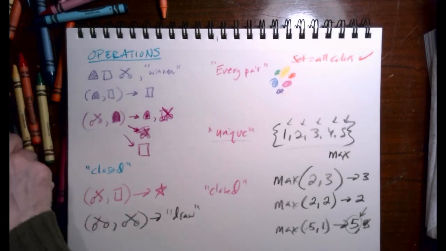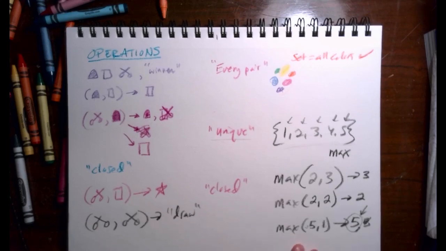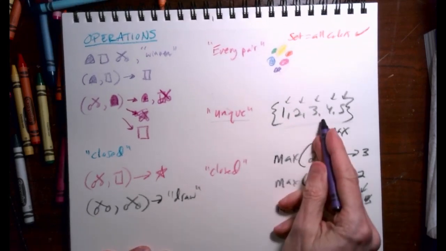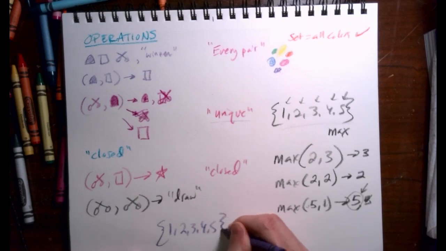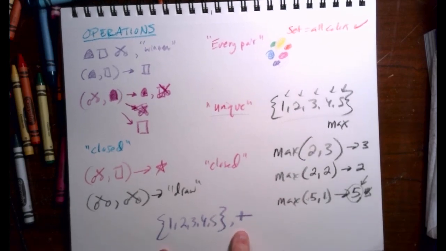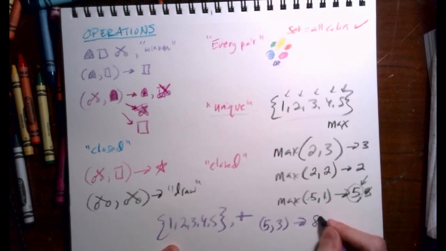And just in the last minute or 30 seconds here, let's just show you something that's not closed, just to give you an example. Let's say we take this same set here, 1, 2, 3, 4, 5, and the operation is just adding them, right? Just adding that pair. And then suppose I took 5 and 3, right? So that would map to 5 plus 3 is 8. And look, there's no 8 here, so this is not closed under addition.